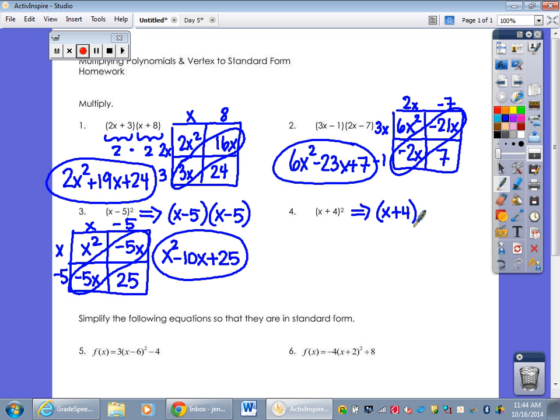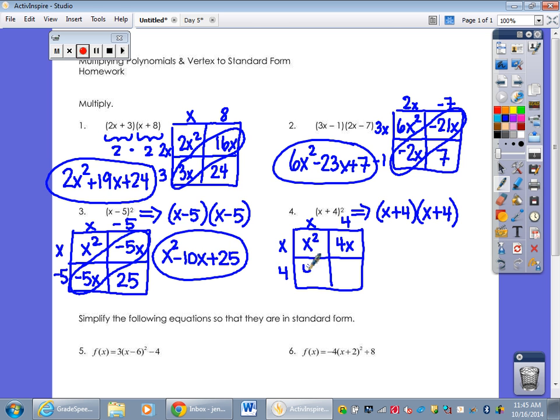So you're doing x plus 4 times x plus 4. So when we make our grid, we have x and 4, x and 4. x times x is x squared. x times 4 is 4x. x times 4 is 4x. And 4 times 4 is 16. Remember, it's multiplication inside the box, and then once you're done, it's just a matter of combining your like terms. And the only like terms we have are the x's.